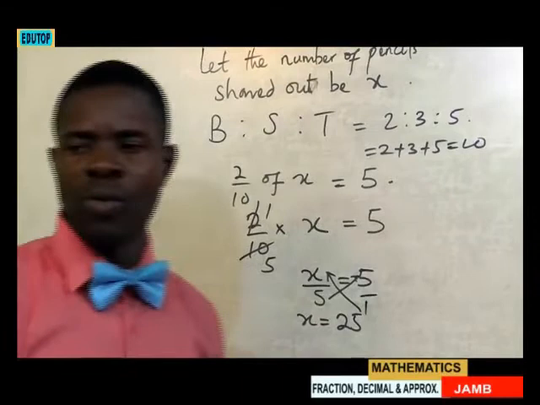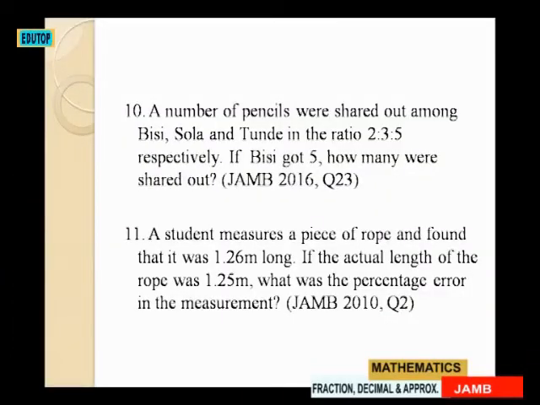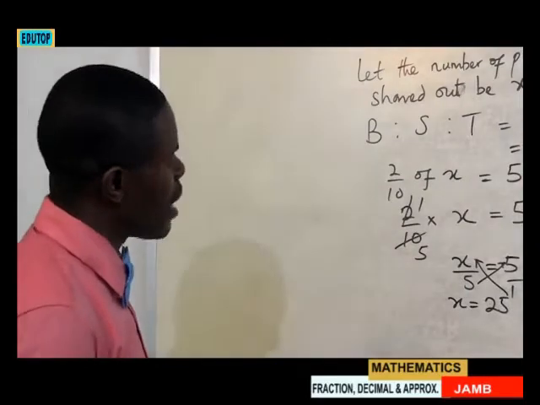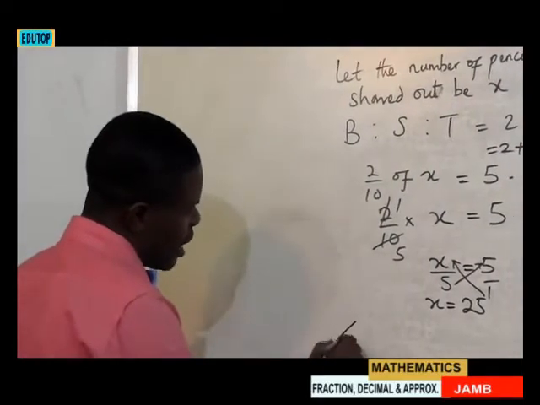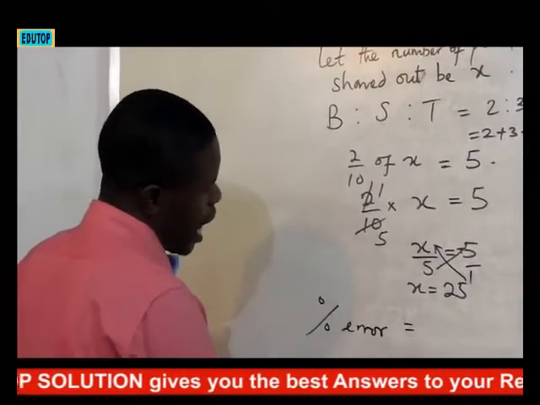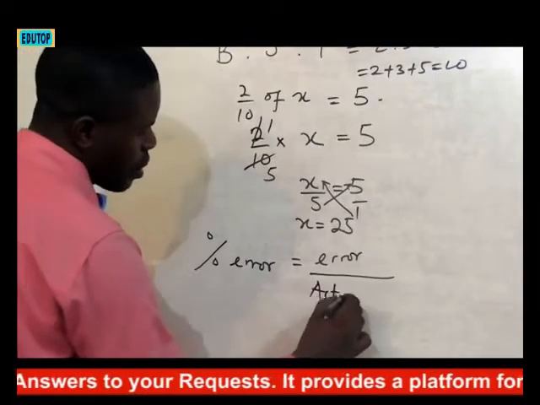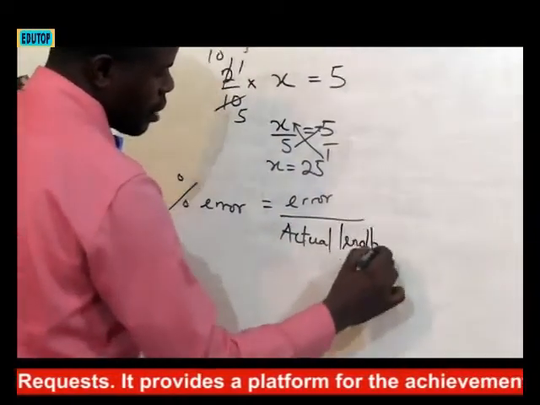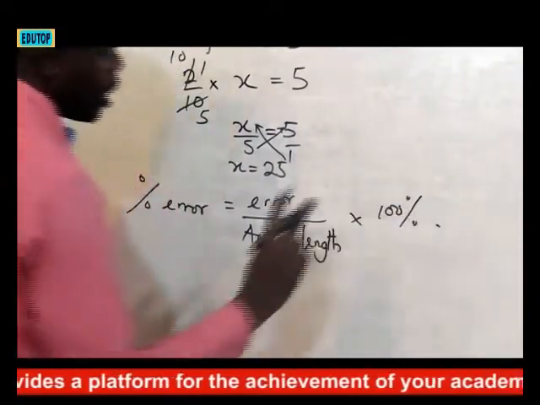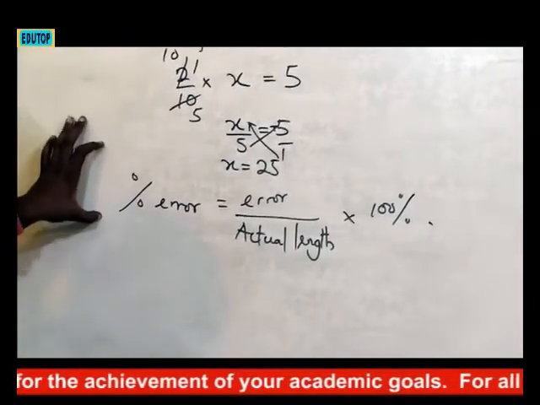Then question number 11 says that a student measures a piece of rope and finds that it is 1.26 meters long. If the actual length of the rope was 1.25 meters, what was the percentage error in the measurement? Now, this one is testing us on percentages. It should be borne in mind that percentage error is given by the formula: error over actual measurement, or actual length, times 100%.